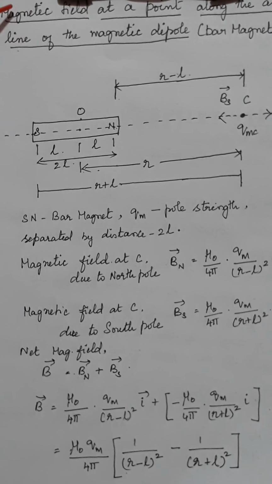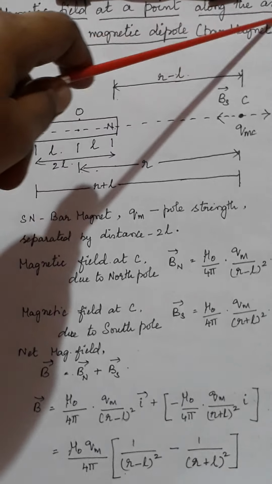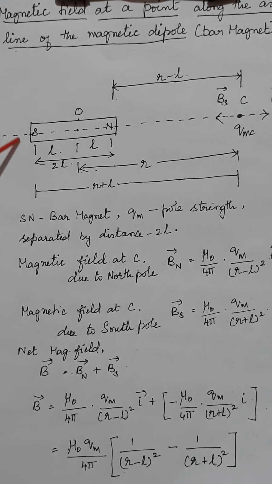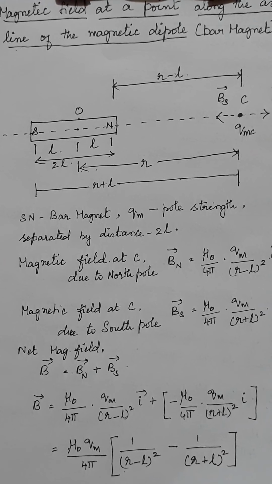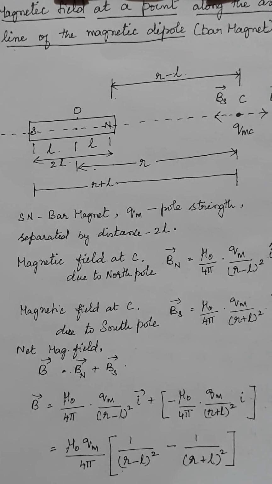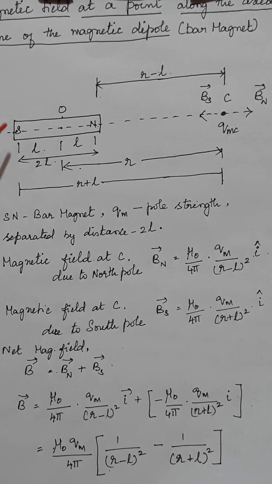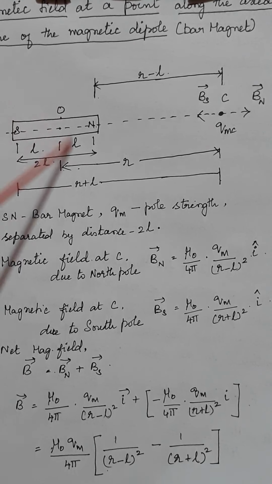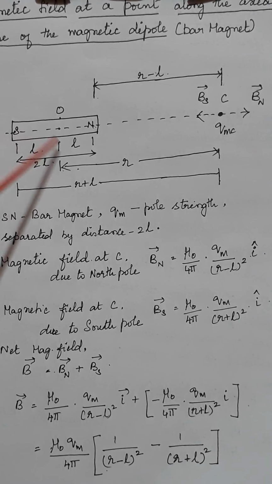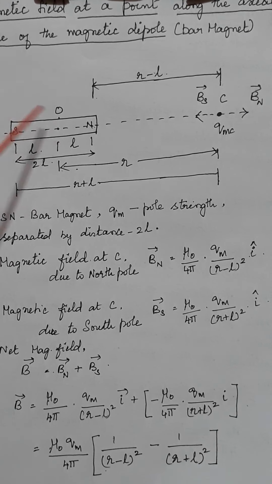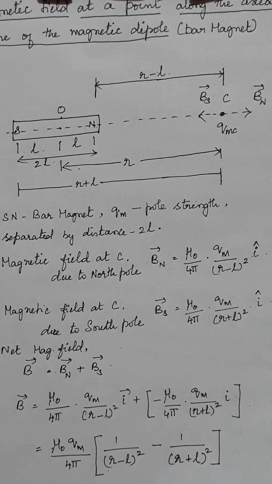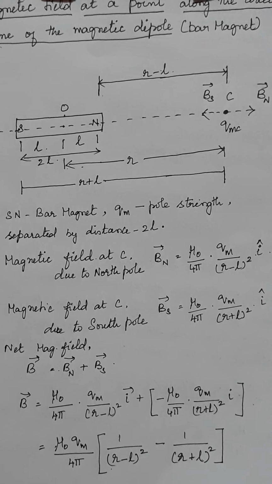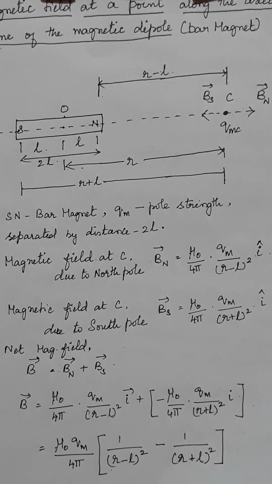Now, it is the magnetic field at a point along the axial line of the magnetic dipole. A magnet is a permanent dipole. Always, as the property of a magnet says, a magnet will consist of a north and south pole. Even if you break it down again, you will have a north and south pole. Again you break it down, it will always have a north and south pole. That is why it is called a permanent dipole, so it will always have a dipole moment.